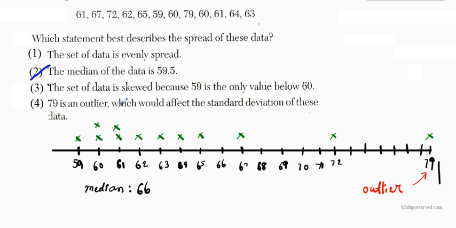Now the question is, what do you notice about 79? It is way out of the range of the rest. So what does that tell us? It tells us that 79 is an outlier. Okay, and since it's an outlier, it is going to affect the standard deviation of the entire data set. So our answer for question 15 is option number 4.